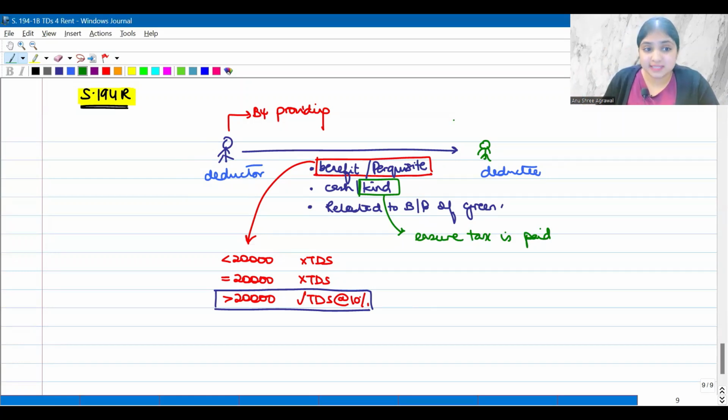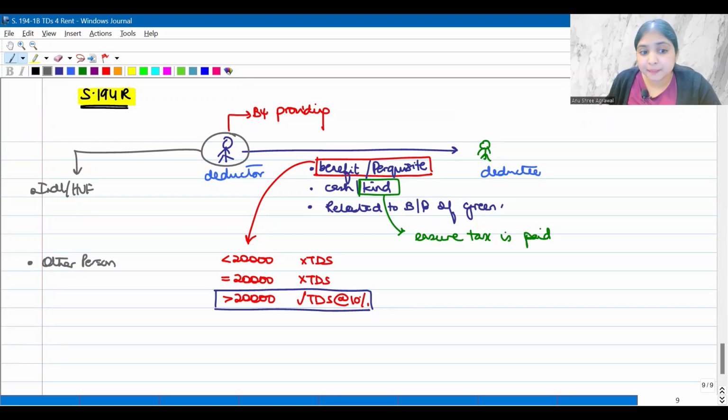Okay. Now see, section 194R. Even this is an R hijack section. R hijack sections, you remember, right? We have a common point. The common point is all about the deductor. Either the deductor will be an individual or HUF, or the deductor will be any other person.